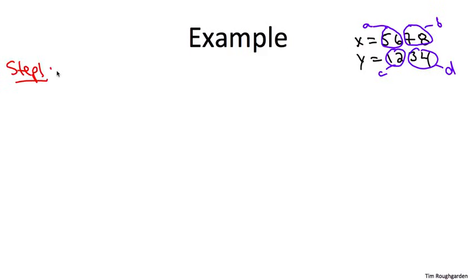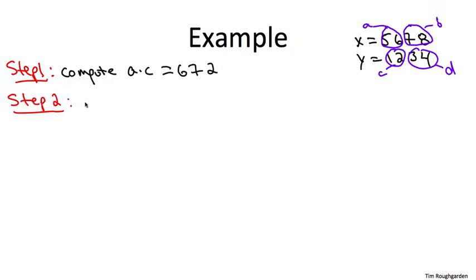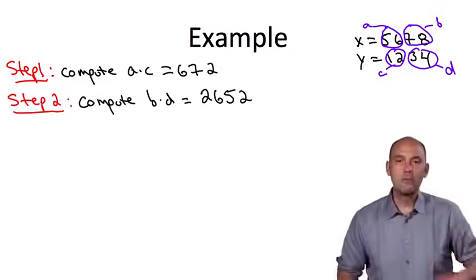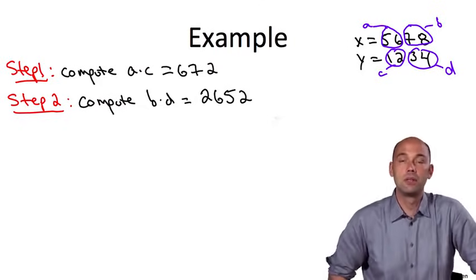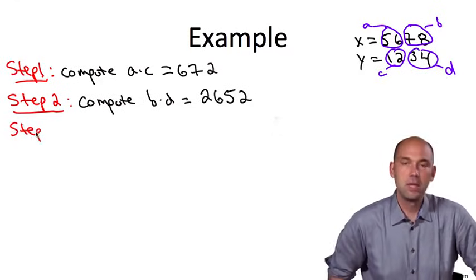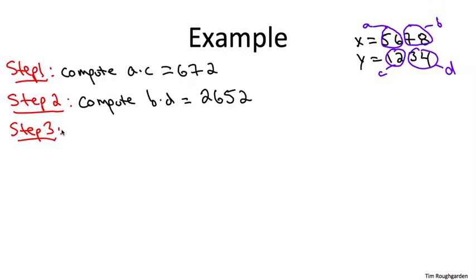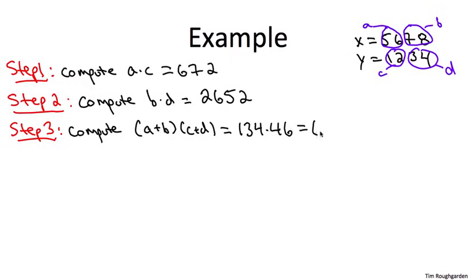First, let me compute the product of a times c and also the product of b times d. I'm going to skip the elementary calculations and just tell you the answer. So you can verify that a times c is 672, whereas b times d is 2652. Next, I'm going to do something even still more inscrutable. I'm going to take the sum of a and b, I'm going to take the sum of c and d, and then I'm going to compute the product of those two sums. That boils down to computing the product of 134 and 46, namely 6164.